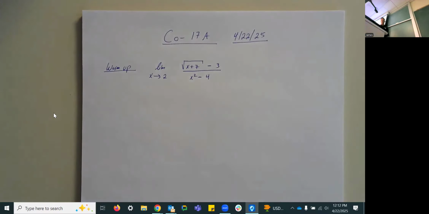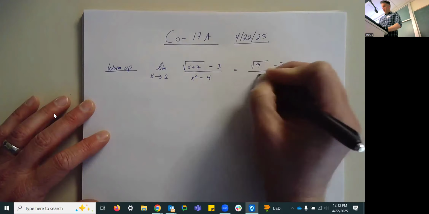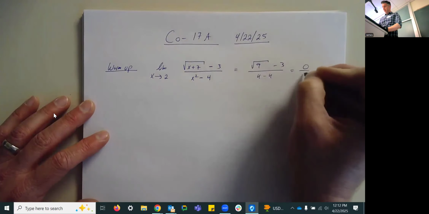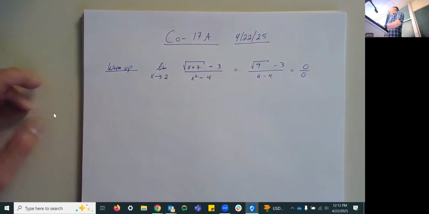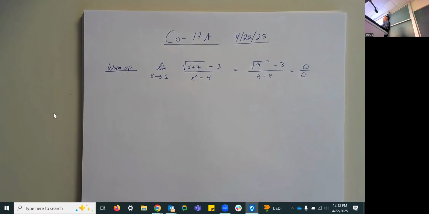So most of you probably noticed that if you plug in 2, you get something that means we have to do more work, right? If I plug in 2, I'm getting the square root of 9 minus 3 over 4 minus 4, which is, oh yeah, 0 divided by 0. We talked a lot last time about how 0 divided by 0 is technically called an indeterminate form, meaning it can be anything, but what that really means for us is you have to do something.